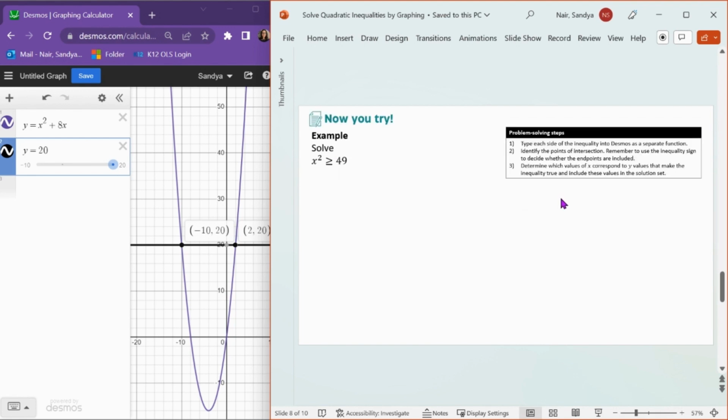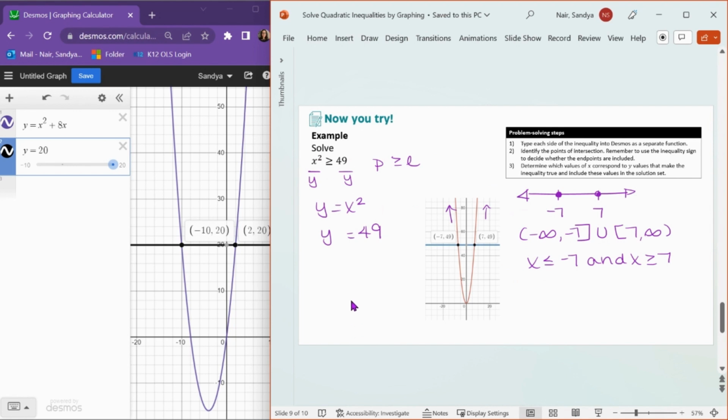Okay, so now you can go ahead and pause the video and try doing this example on your own. So here we have x squared is greater than or equal to 49. So if I type this in as two separate functions in Desmos, I have y equals x squared and y equals 49. Notice that I have two intersection points. So I have x equals -7 as one endpoint, and I have x equals 7 as my other endpoint. I'm looking for places where my parabola is above the line, and that'll be this region to the right of 7, and this region also to the left of -7.